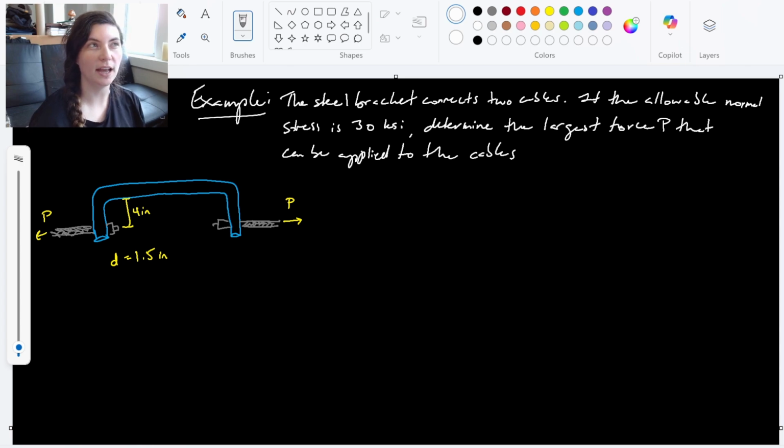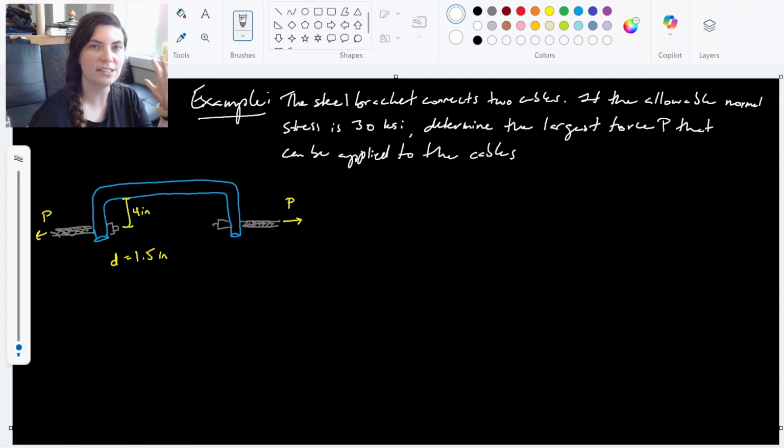In this example, we're looking at a little steel bracket that's connecting two cables together. It says if the allowable normal stress is 30 ksi, determine the largest force P that can be applied to these cables. Looking at this diagram, we've got this little rod connecting them. It's 4 inches up off of the cables in the Y direction, and the rod itself has a diameter of 1.5 inches. So let's look at everything that we're given here.